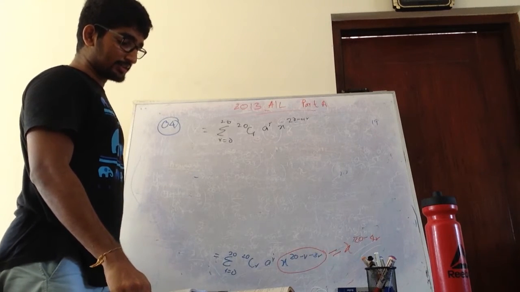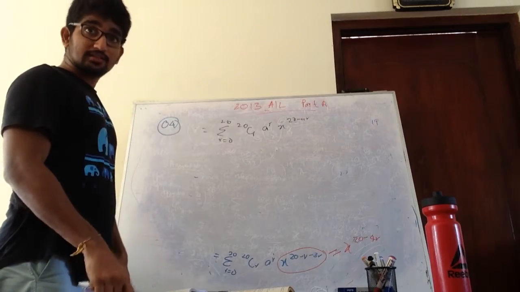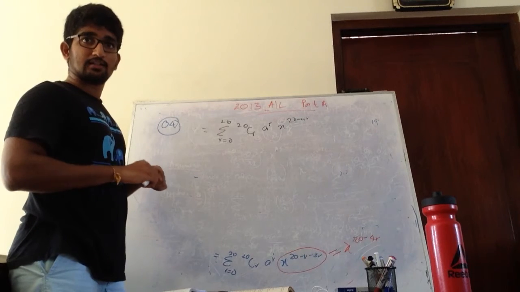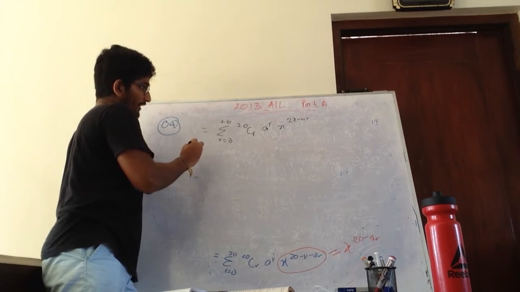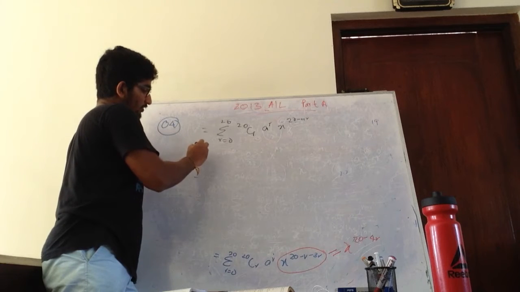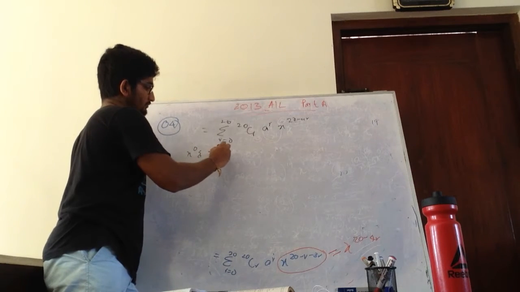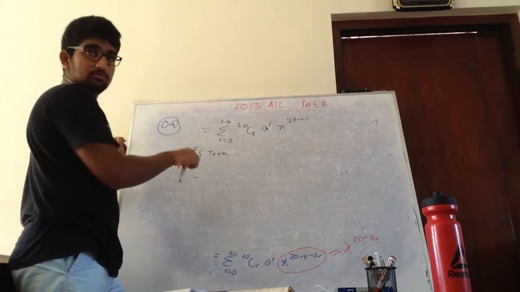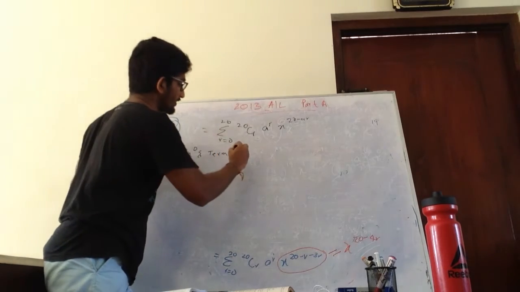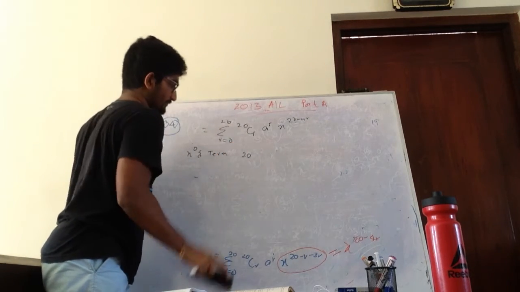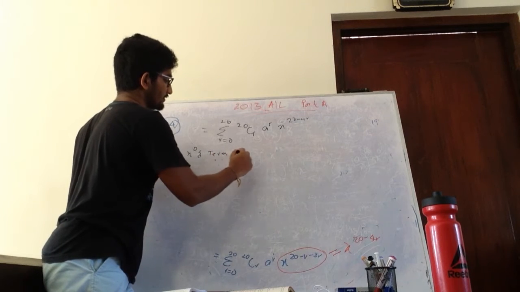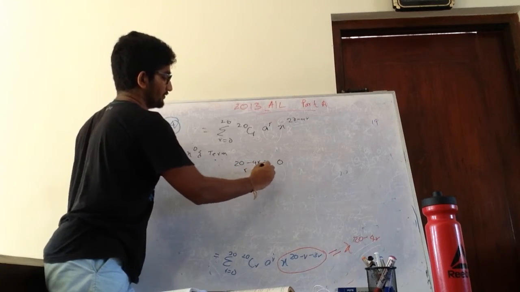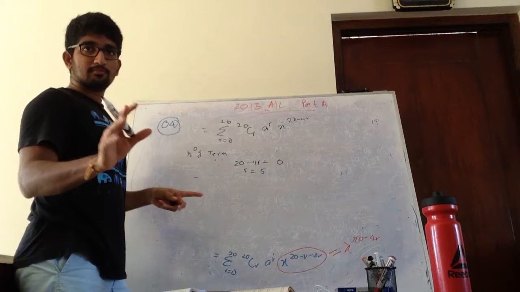They are asking for the independent term of x. That means in whatever we get, there can't be any x, right? So the x^0 term, independent of x, means that this is basically 1, right? That means 20 minus 4R is 0. That means R is what? 5.